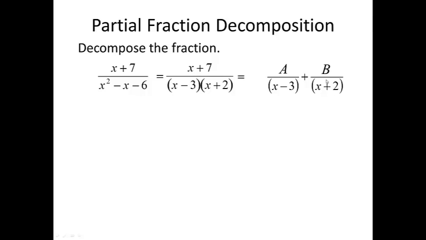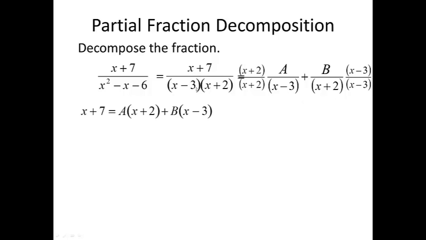Now, if we're to add these to get this, that means we have to get a common denominator. So when we get a common denominator, we'll have to multiply the numerator and denominator by the other denominator. And also over here on the second fraction, same thing. So now that we have a common denominator, we don't care about the denominators anymore. We're just going to look at the numerators. So now on this left side, we have x plus 7 is equal to A times x plus 2 and B times x minus 3.